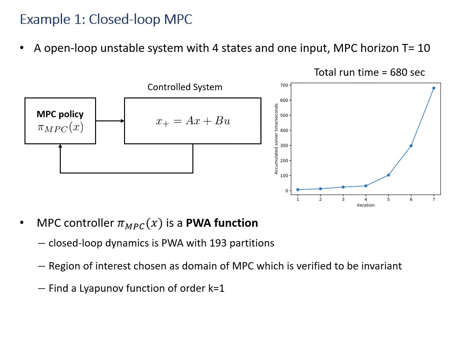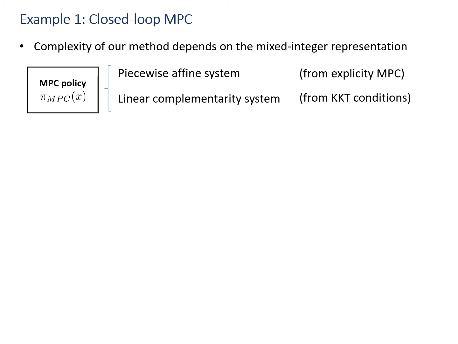The total running time of this example is 680 seconds, and the figure shows the accumulated running time in each iteration. On this slide, we show that when more than one mixed integer representation of the dynamical system is available, the complexity of our method depends on the specific mixed integer representation applied.